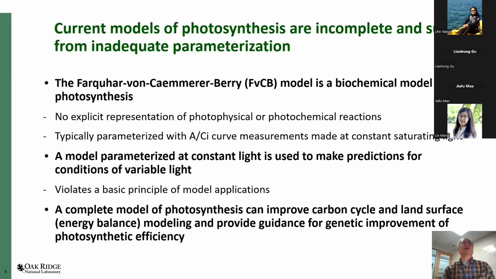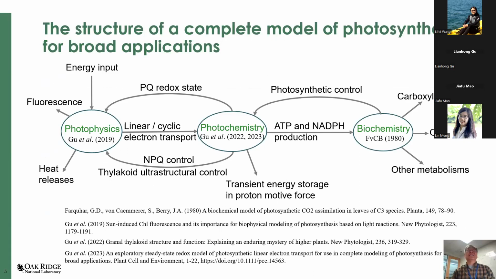We need a more complete model of photosynthesis for a lot of applications, for example, to improve carbon cycle and land surface modeling, and to provide guidance for genetic improvement of photosynthetic efficiency. Photosynthesis is extremely complex. If you are ambitious, you can easily end up with a model that has hundreds or even thousands of equations with lots of unknown parameters. Our goal is more modest.